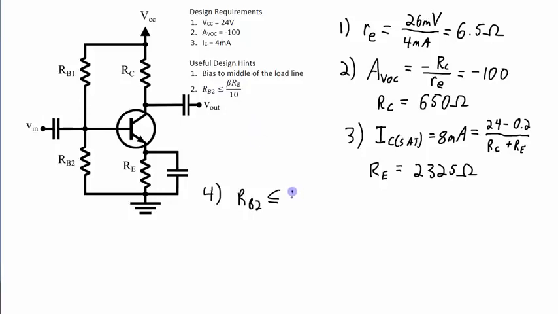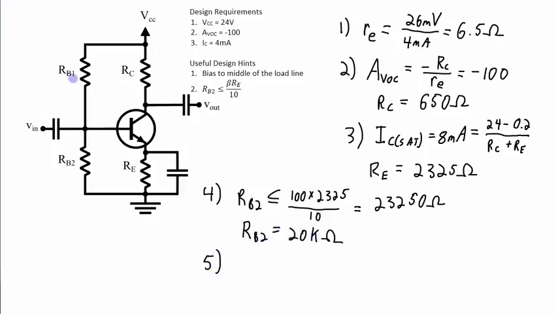So I want RB2 to be less than or equal to 100 times RE divided by 10. And that works out to 23,250 ohms. So let's just pick a value that's something less than that. So let's go with RB2 of 20 kilo ohms.